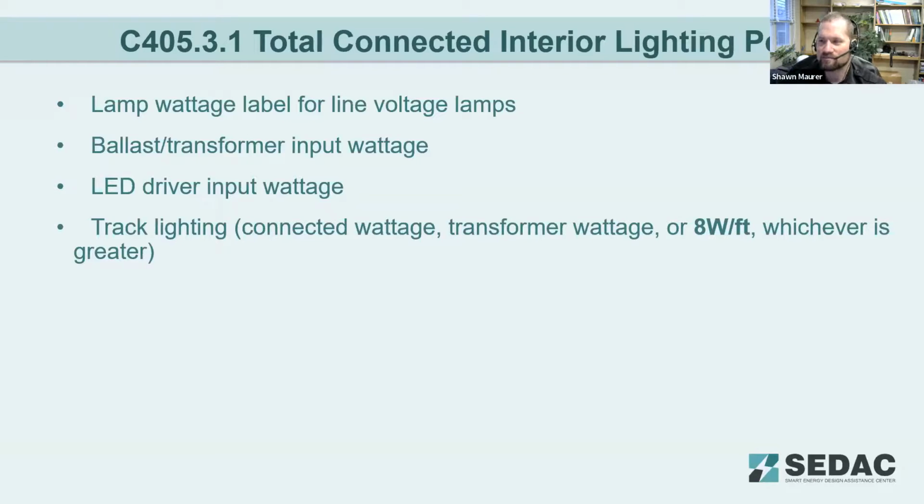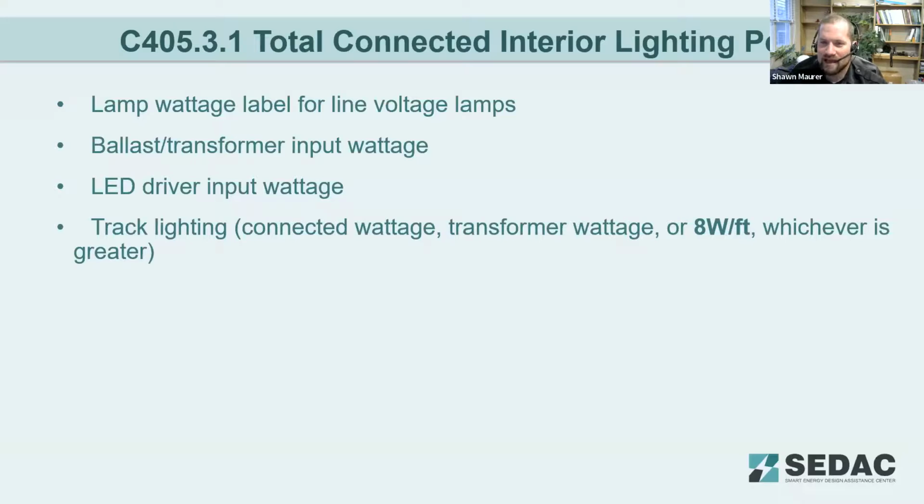Track lighting has been updated. It's your connected wattage, your transformer wattage, or 8 watts per foot of track length, whichever is greater. That has been reduced from 30 watts per foot of track length. The big reason for that is LED technology. They don't pull a lot of wattage. If you're trying to cram in 30 watts of LEDs on a track bar, you're going to have a lot of lighting power there. It's going to be pretty bright.